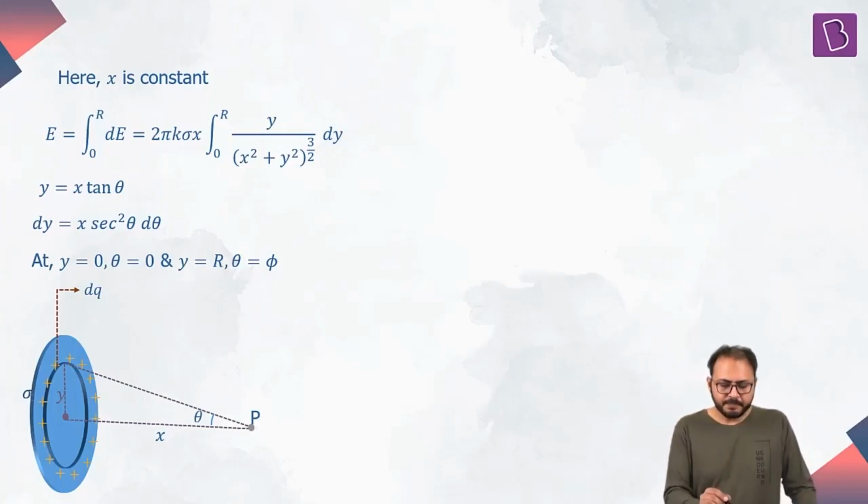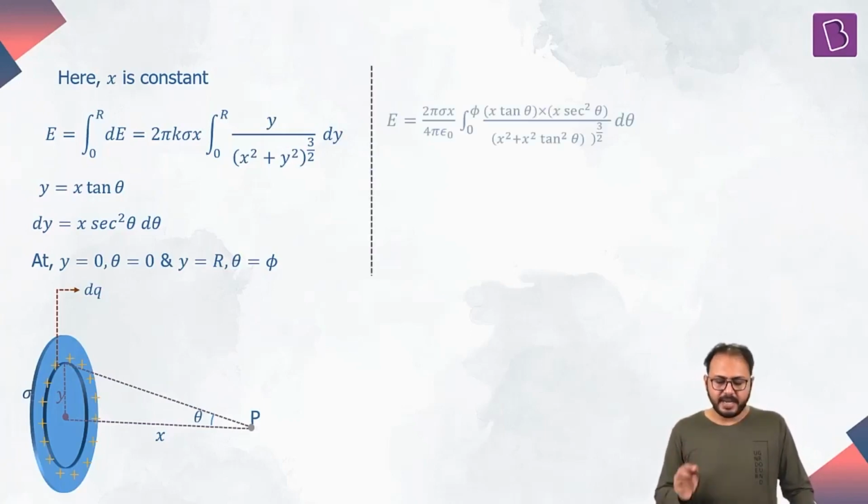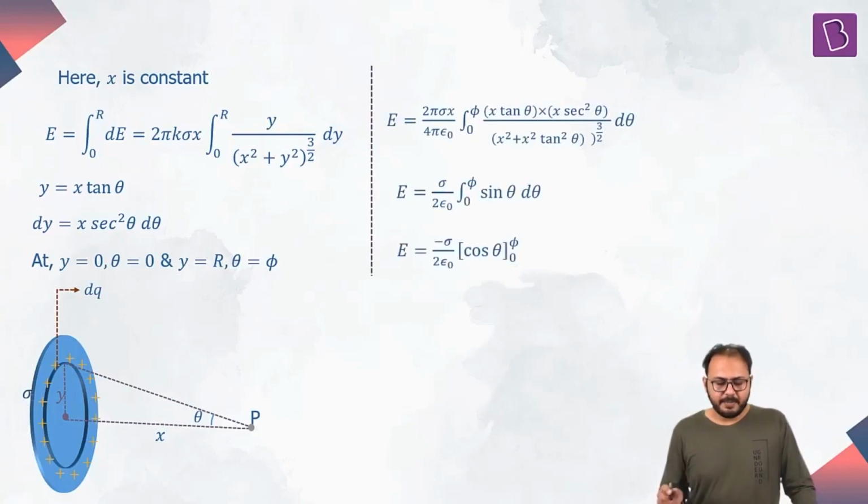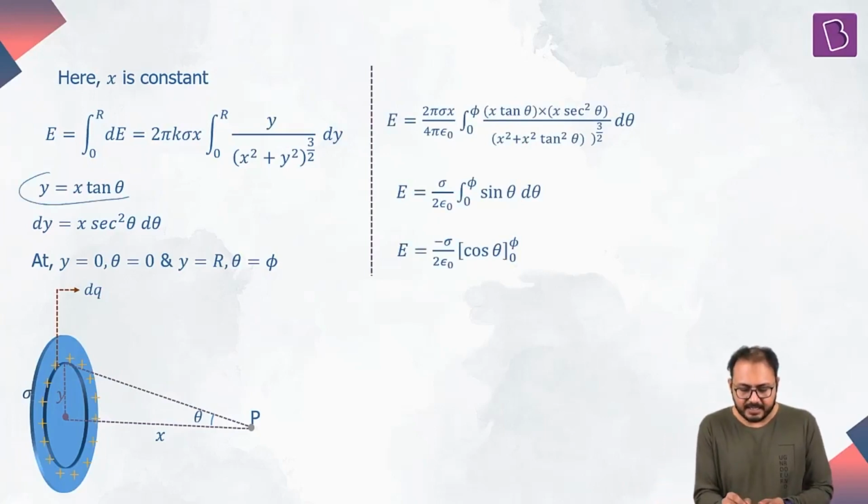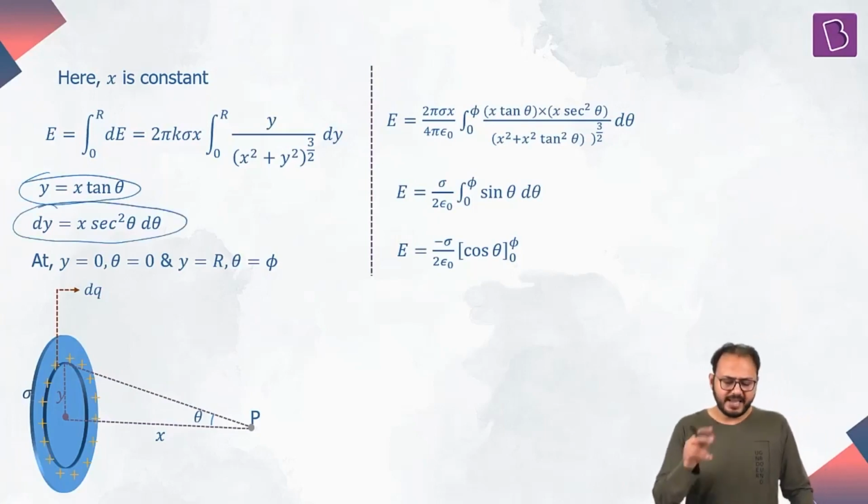If I do that, I actually shorten my integration. Look what happened. E becomes 2 pi sigma x upon 4 pi epsilon naught. I told you it will happen. And I put the value inside. And of course, when y is x tan theta, dy is x secant square theta d theta. When y is 0, what is theta? 0. When y is r, theta is equal to some phi I am choosing. What is that phi? That final angle. It will come into the picture, don't worry. So, when I do that, my integration is sine theta d theta.